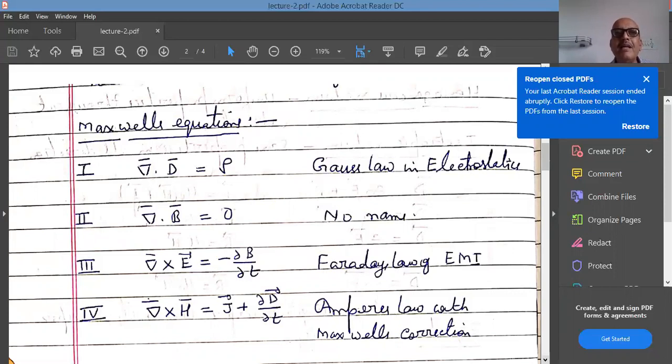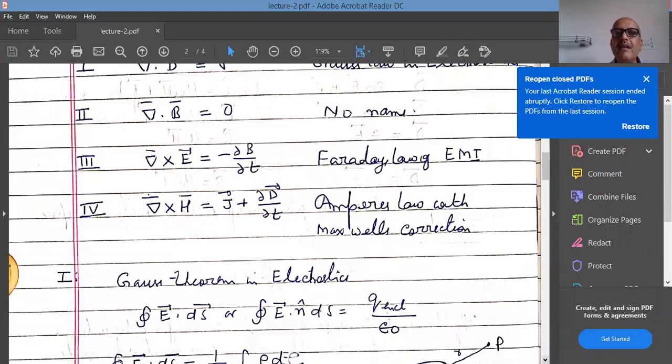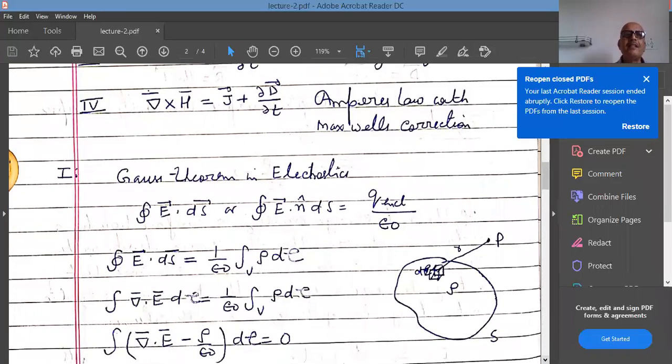You all know about Coulomb's law. Coulomb's law can be applied everywhere, but if there is a symmetry, then Gauss theorem provides some added advantage to calculate the electric field over the Gauss law. You all know about Gauss theorem in electrostatics. It states that the normal component of electric field over a closed surface is 1 upon epsilon 0 times the charge enclosed within the Gaussian surface, or we can say the flux associated with the closed surface is equal to 1 upon epsilon 0 times the charge enclosed within the surface.